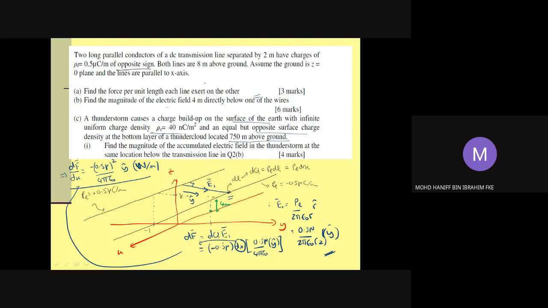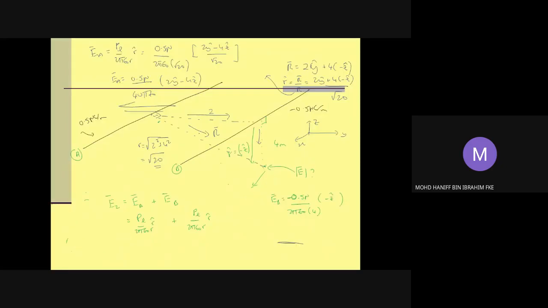Okay, it means that we need to find what should be the total electric field produced at the same location here, which is 4 meters below one of the wires. Hopefully you understand the question. So if you refer back to this question here, you need to find what should be the new electric field magnitude, or electric intensity, produced at this location when we have additional two charges. The first one is the surface charge located on the ground.